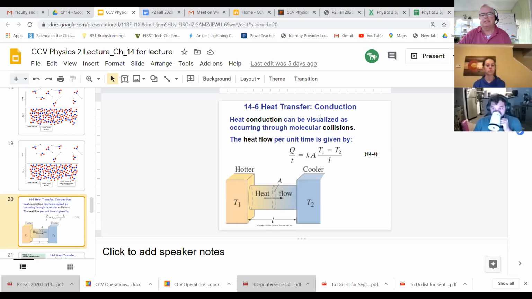All right, well, here's the basics then. For the first time, we see this Q over T, and that's power. But it's also rate of heat flow. So we have heat flowing across this, but what we're most concerned with is the rate at which heat leaves.